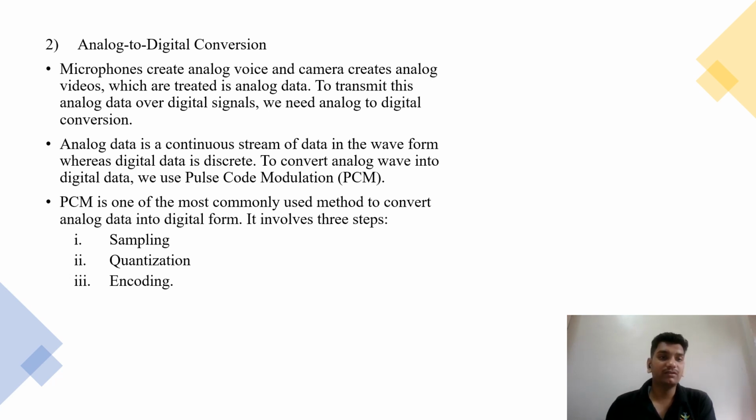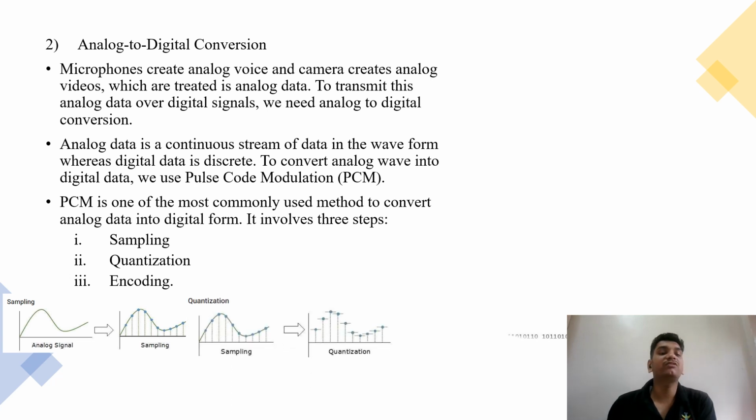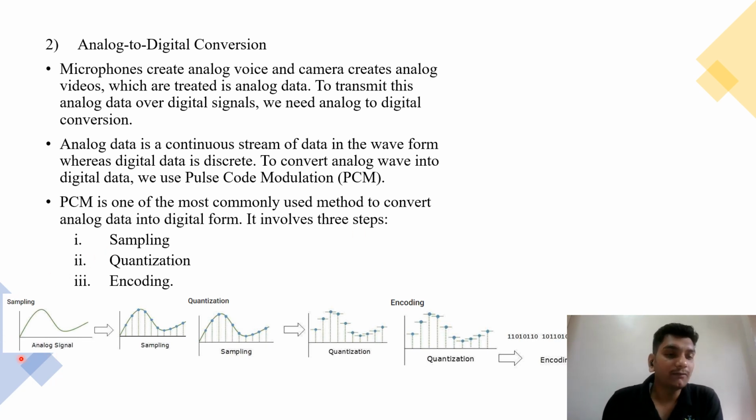Basically, analog to digital conversion is done using pulse code modulation, which involves three steps: sampling, quantization, and encoding. Sampling is the taking of discrete values from time to time. In this figure, one analog signal is shown, and when the sampling of that analog signal is done, many discrete values are plotted on the graph according to time.